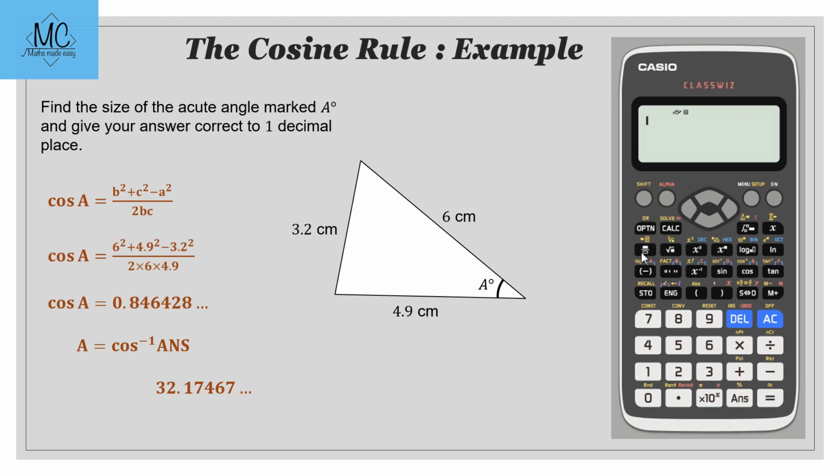And because the question is asking for 1 decimal place, the answer should be only 32.2 degrees, because after the 1 there is a 7 given, which is over and above 5. So you have to round the number before that. So it is 32.2 degrees, 1 decimal place.